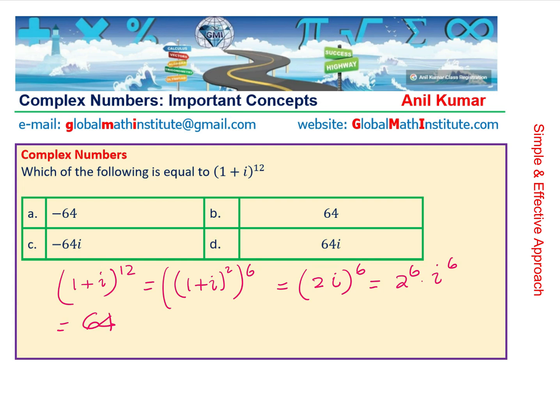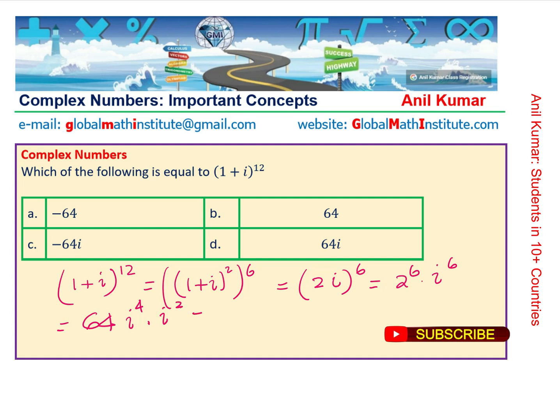Now 2 to the power of 6 is basically equal to 64. And what is i to the power of 6? It is i to the power of 4, which is 1, times i squared, which gives you negative 64. Makes sense. So negative 64 is the right answer for (1 + i) to the power of 12. I hope that makes sense.